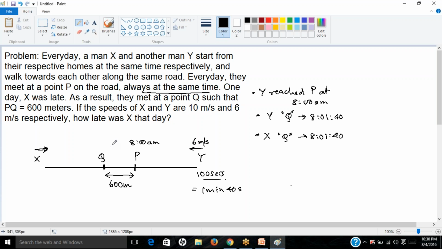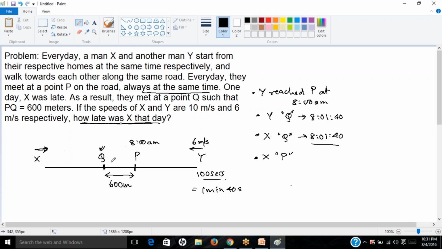But the point is not that. What is the question? The question is, how late was X that day? So X reaches here at this time. So when will X reach P? That will give you the measure, right? Because X used to reach P at 8 o'clock. Today, when does he reach P? That is the main question.